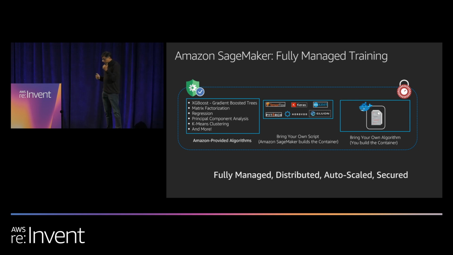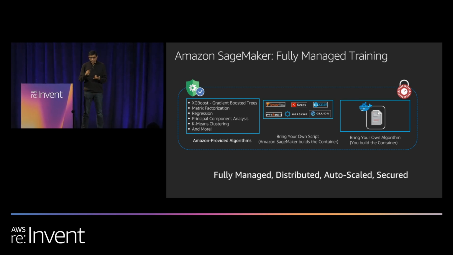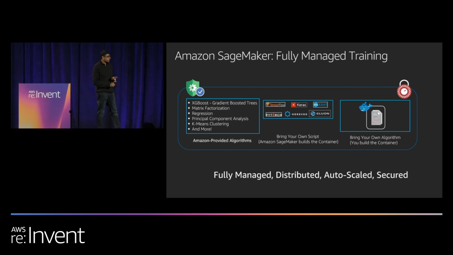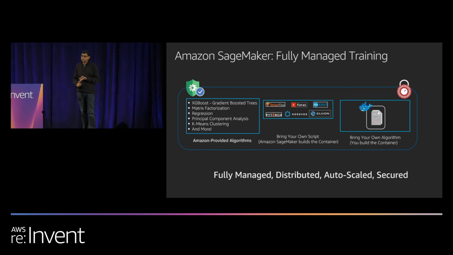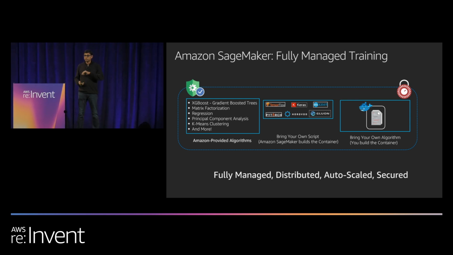Now, there are things that the SageMaker platform takes care of, like auto scaling. If you need more GPUs, they are already provisioned for you. So the infrastructure management, the heavy lifting and the scaling are all done. Just to keep in mind, it's a fully managed platform. We support distributed training. It's auto scaled and it's secured. It's for production deployment, enterprise production deployment.